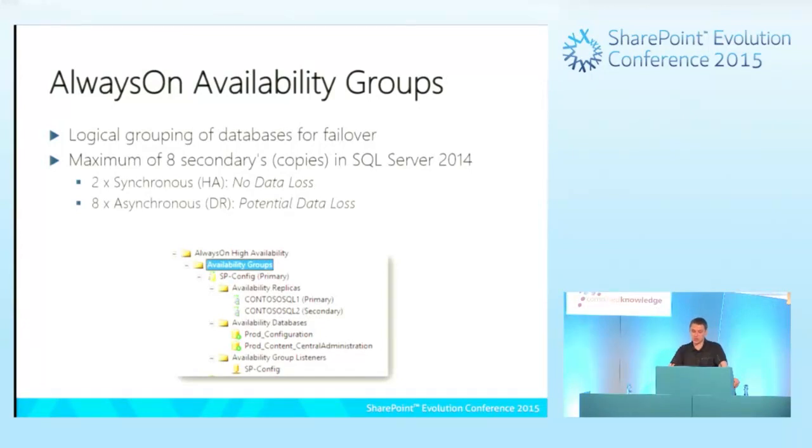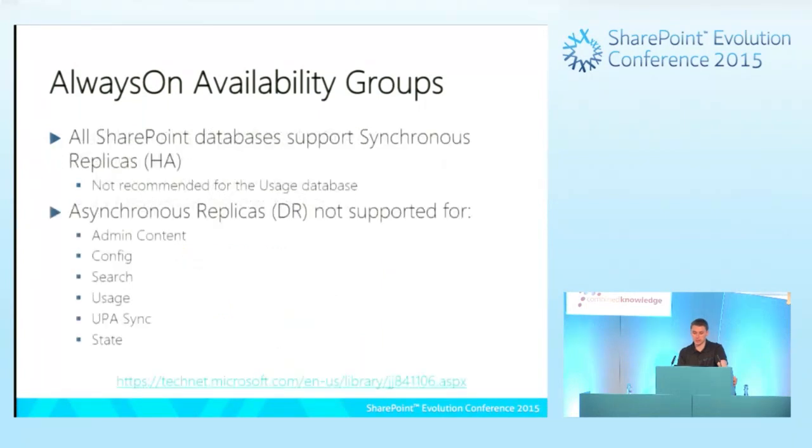Now you can see there we've got 2 or 8, so what that actually means is 3 or 9, because you've got the primary replica and then at least 2 copies for synchronous, and 8 if for whatever reason you needed 8 additional copies of the database too. So you can mix and match those 2 together depending on your requirements.